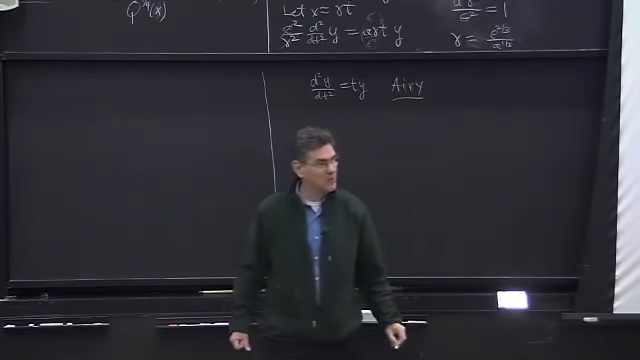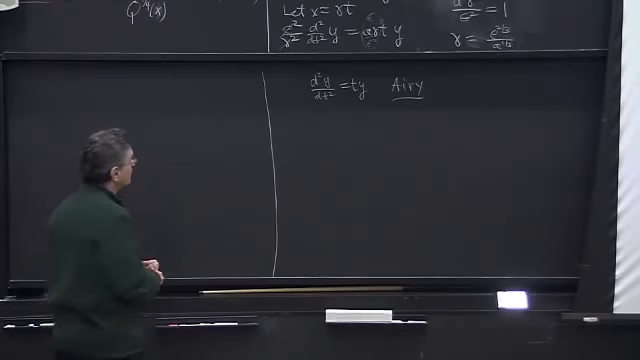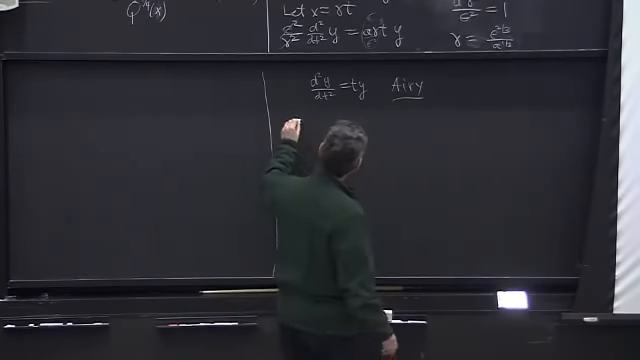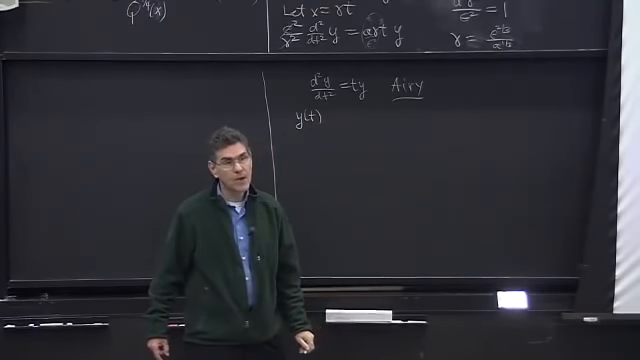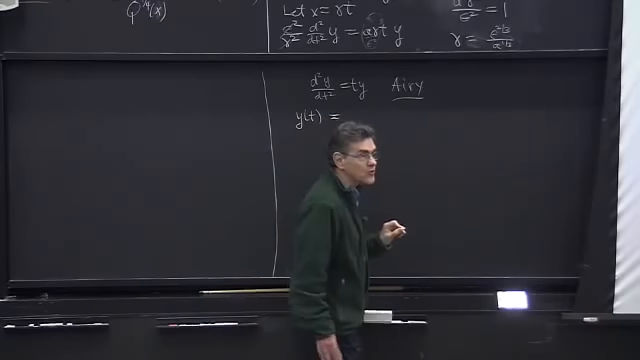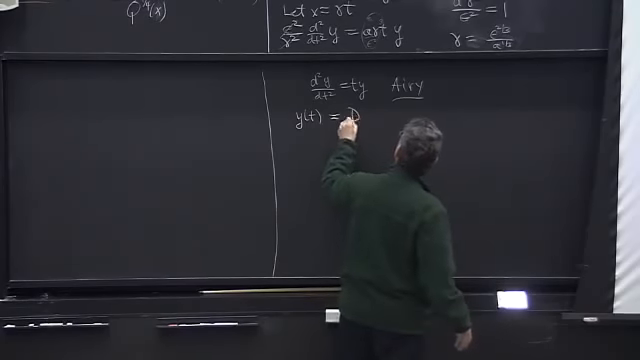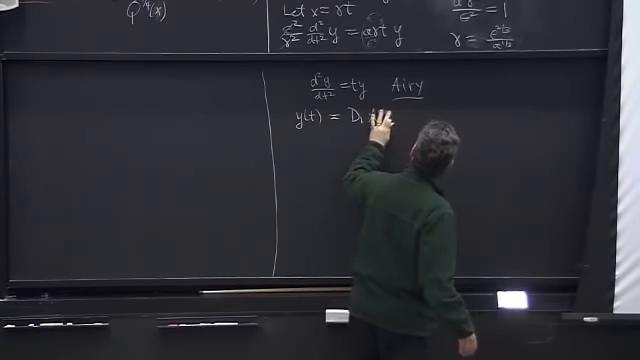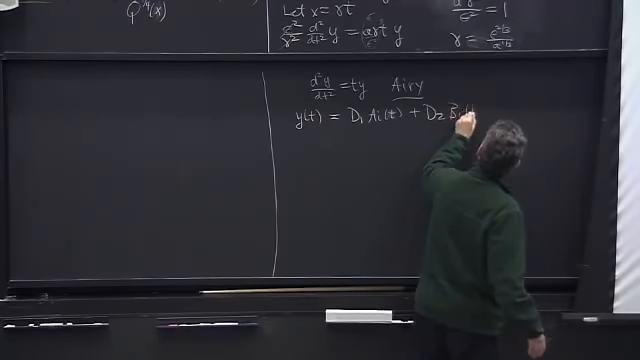Strange that I should have talked about it before in this course. Okay, this is the Airy equation. And the solutions to this equation, y of t, are called Airy functions. The general solution has the form some constant, call it d1, times Ai of t plus d2 times Bi of t.